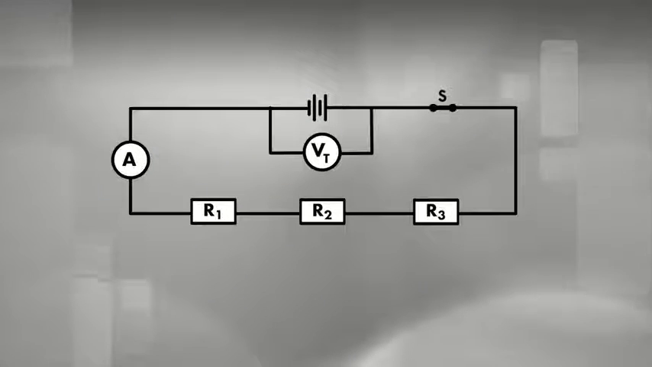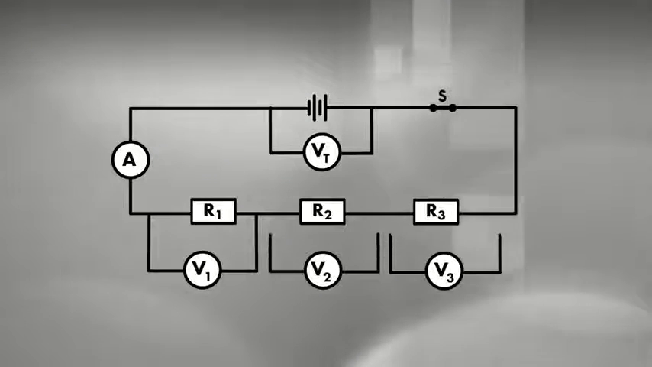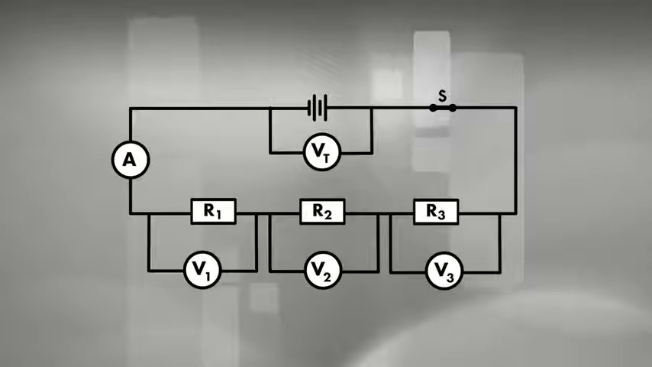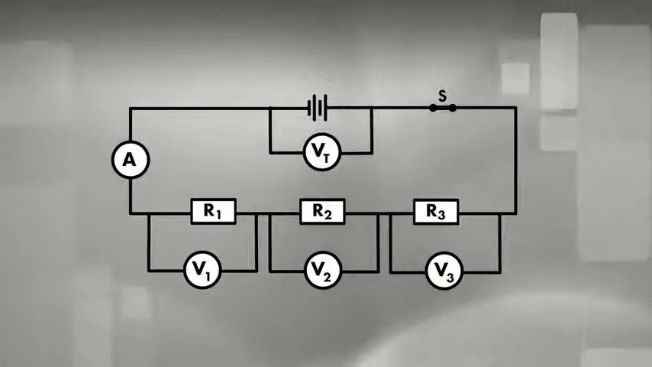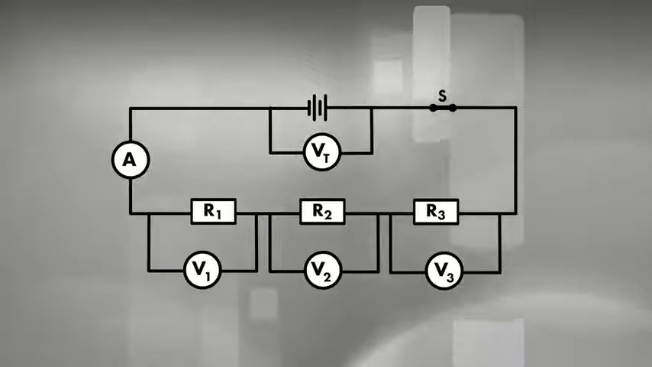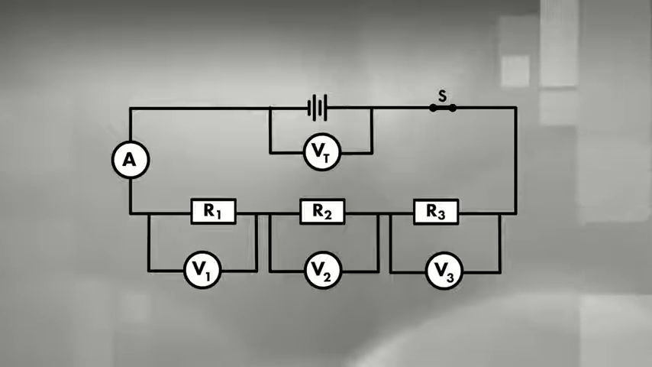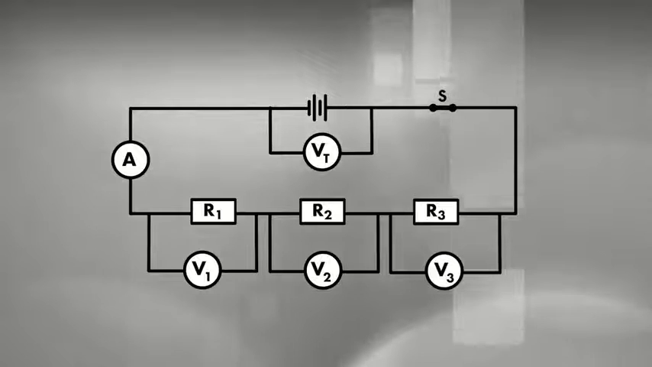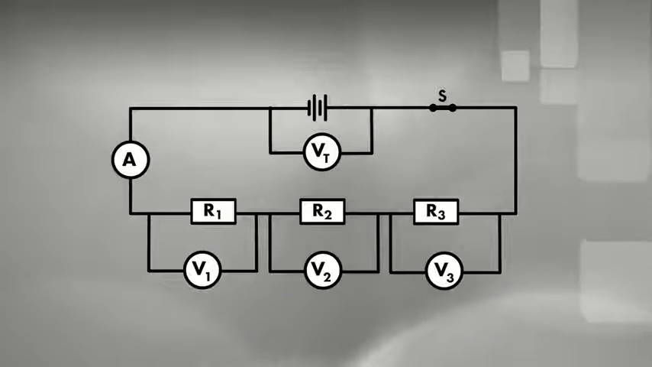Here is a diagram of 3 identical resistors connected in series. When the switch is closed, the ammeter reads the current through the circuit. The first voltmeter, V1, reads the potential difference across the first resistor. V2 reads the potential difference across the resistor R2, and V3 reads the potential difference across resistor R3. The voltmeter VT, connected across the terminals of the battery, reads the terminal potential difference across the battery.